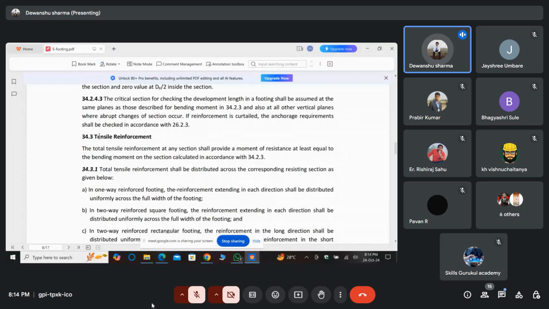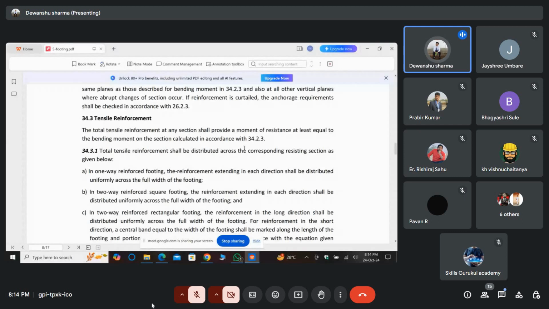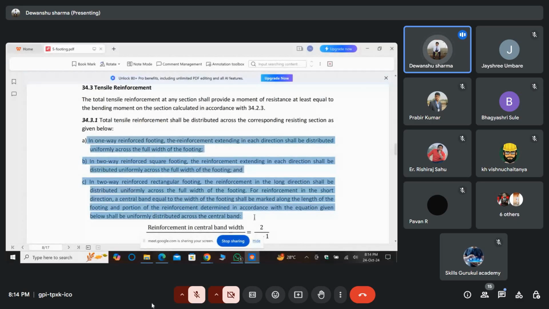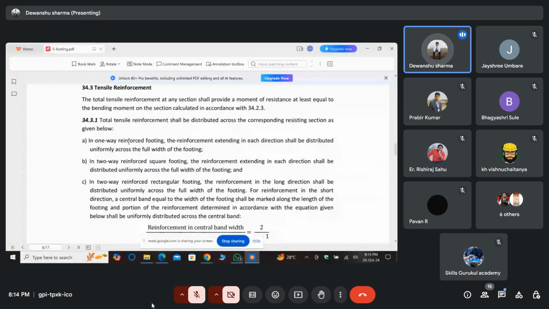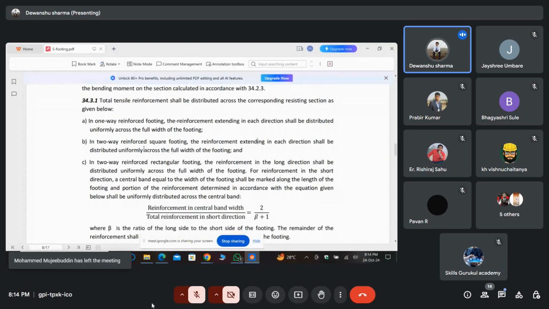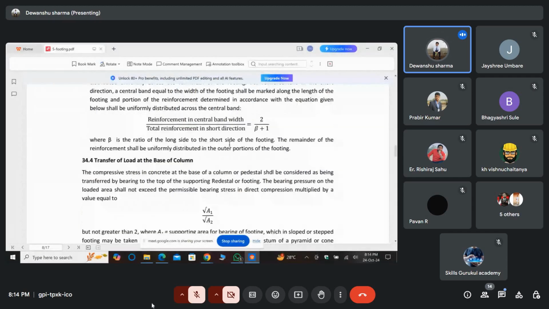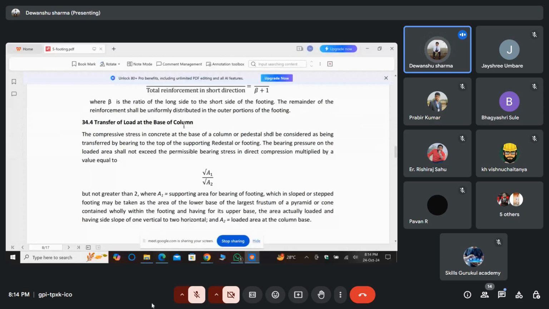So other important detail is tensile reinforcement. The total tensile reinforcement at any section shall provide a moment of resistance at least equal to the bending moment on the section, calculated in accordance with the 34.2.3 clause. Total tensile reinforcement shall be distributed across the corresponding resistance section as given below. So these details are all about how we provide the tensile reinforcement. Like in one-way reinforced footing, the reinforcement extending in such direction shall be distributed uniformly along the full width. In two-way square footing, reinforcement distributed uniformly across the full width of the footing. This is another formula. Next important thing is transfer of load at the base of column.